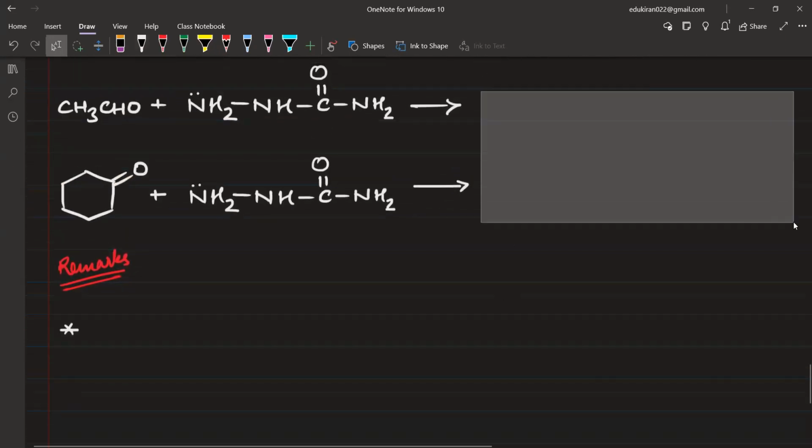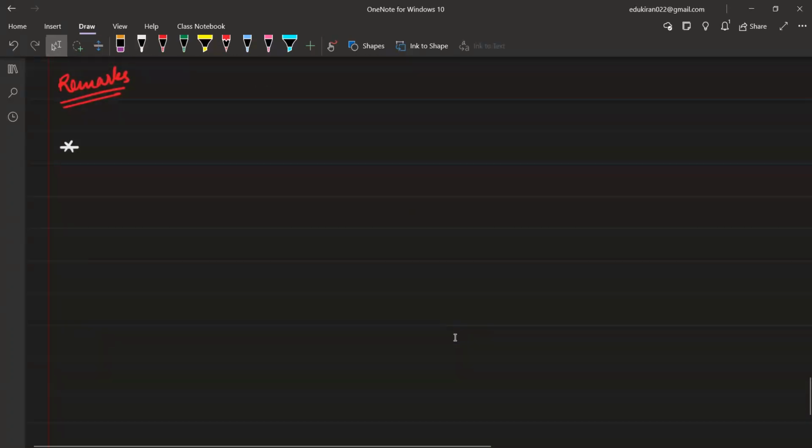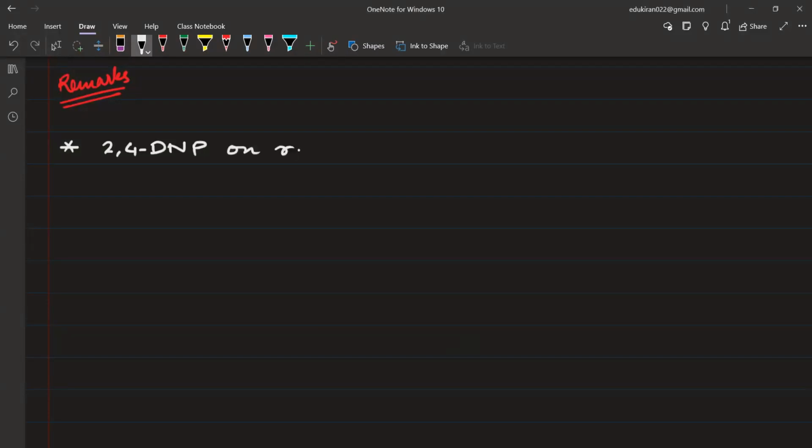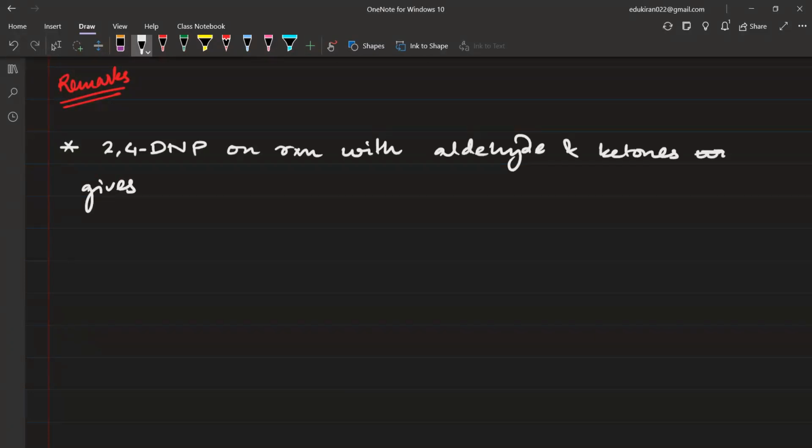Please write the remarks. First of all, please write: 2,4-DNP on reaction with aldehydes and ketones gives yellow, orange or red solids.